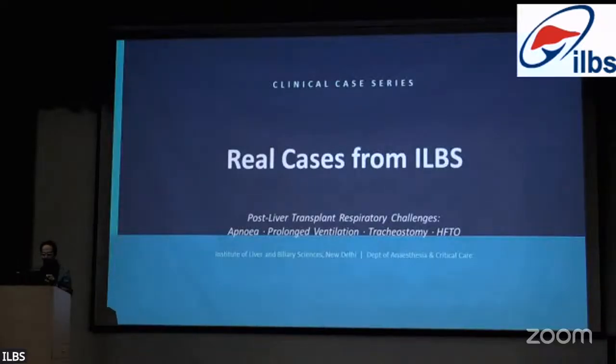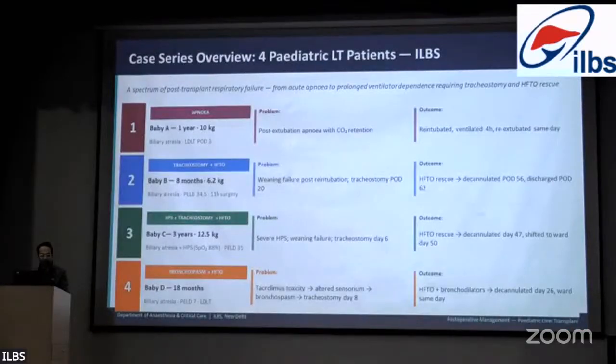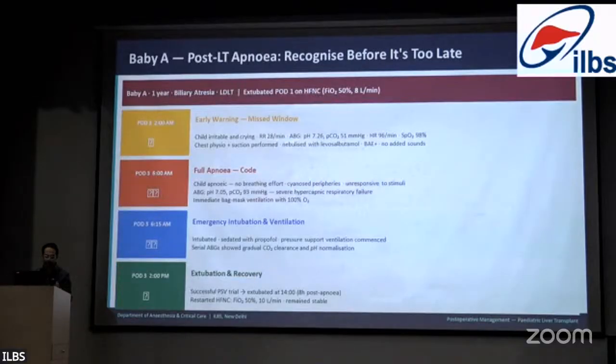I'll be coming to some cases from ILBS where we faced a lot of pulmonary complications. I'll be discussing a bit about the 4 cases. One is post-extubation apnea, and 3 cases of weaning failure, which required tracheostomy. Coming to baby A, 1-year-old, post-biliary atresia DLT, he was low PELD.